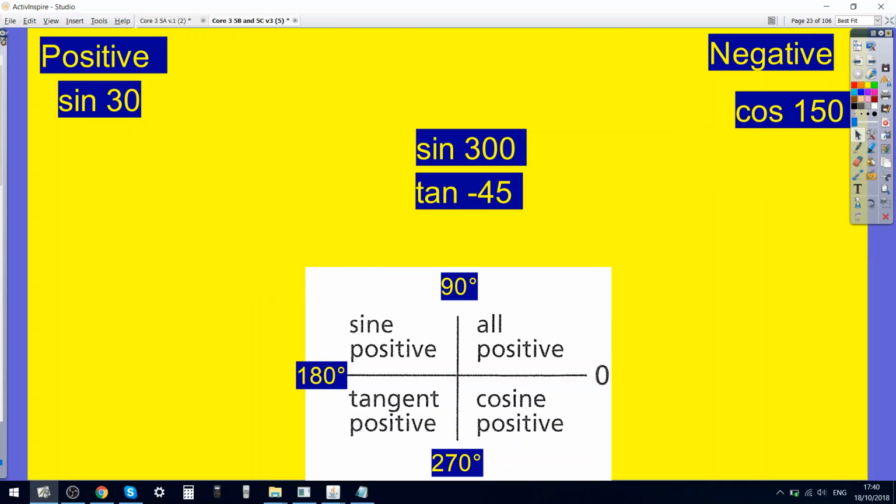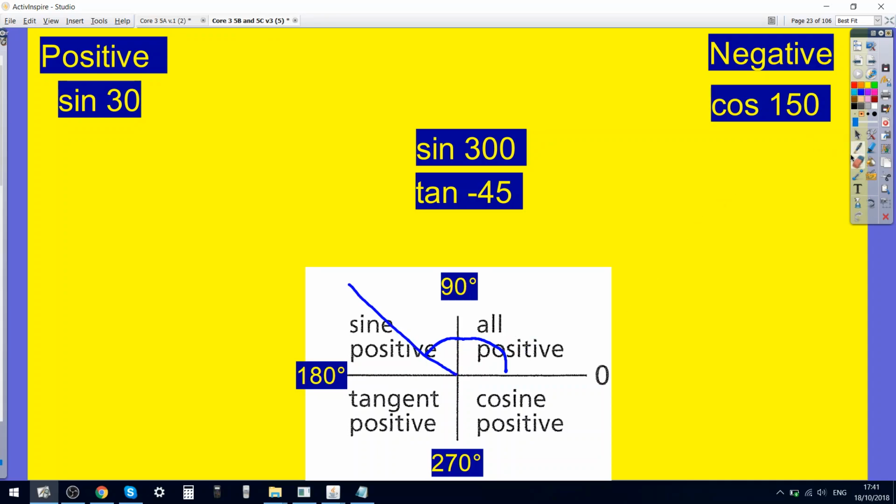And if you want, you can check by putting cos 150 in the calculator, and you'll get a negative. And 150 is literally, here's an angle, here's a 90 degree angle, and so it goes to about there, 150 degrees. Yeah. Okay.